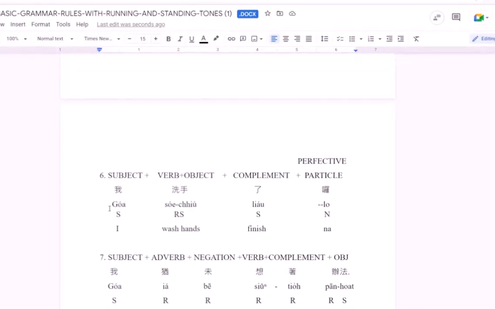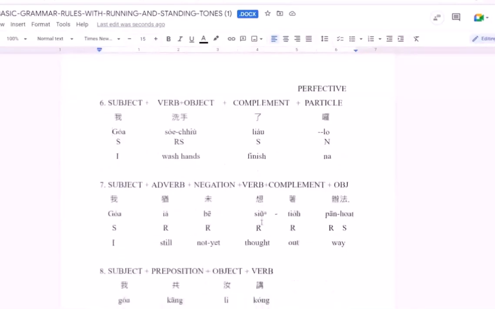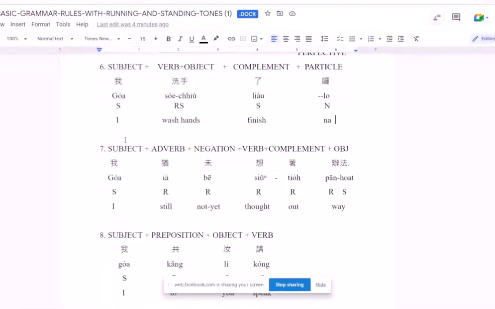Does it mean that you finished washing your hands? On context, yes, you would assume that he finished washing his hands, but he didn't specifically say that he finished washing his hands, but you know that he at least started it. But this one, 我水去了咯, clearly indicates that he finished washing his hands already.